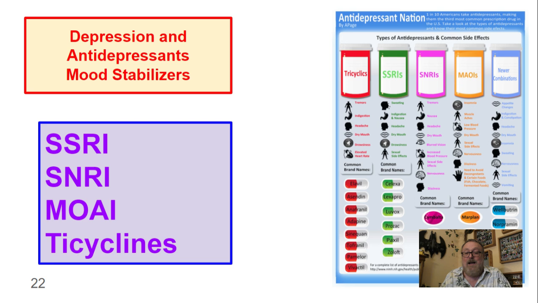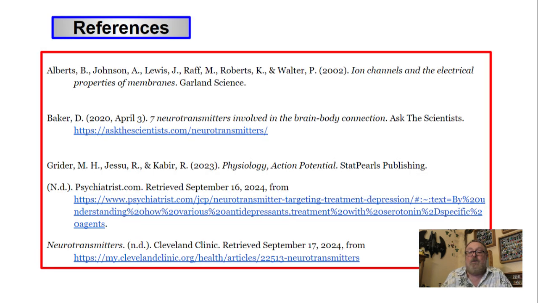Another group of chemicals are the serotonin norepinephrine reuptake inhibitors, or SNRIs. Similar to the SSRIs, the SNRIs increase serotonin and norepinephrine levels in the brain. Some examples are Cymbalta, Pristiq, and Fetzima. Mood stabilizers are used to treat bipolar disorder and other conditions that cause mood swings. Mood stabilizers reduce abnormal brain activity. Lithium and anticonvulsant drugs are some examples of mood stabilizers.